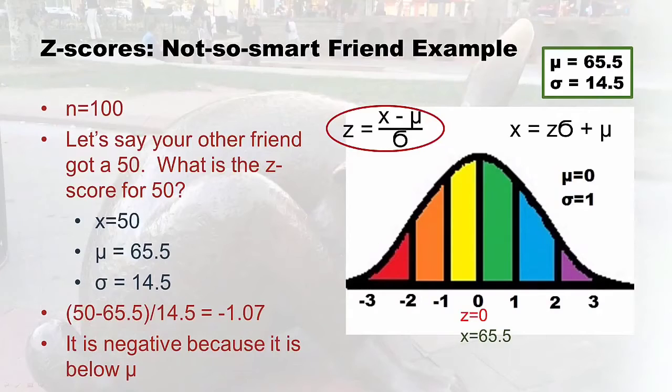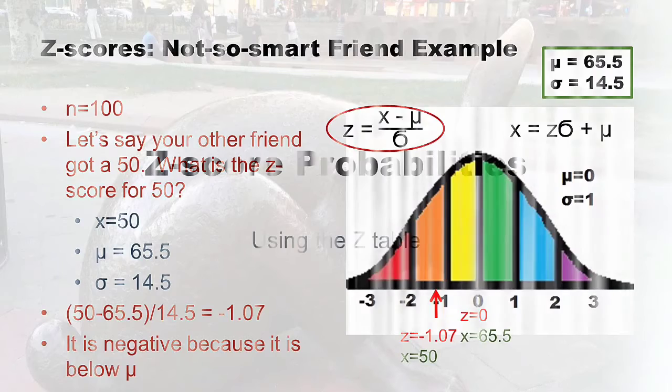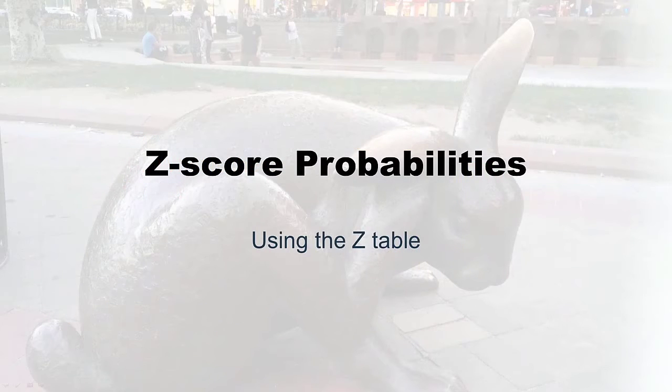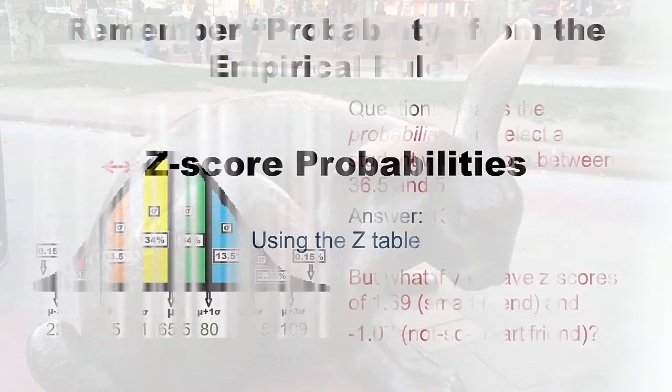And the reason why it's negative is, as you can see, it's on the left of the mu. So then the z-score is going to be negative. And so as you can see, it's exactly where we thought it would be. It would be a little bit to the left of -1. So now we're going to get into something that's a little bit harder, which is the z-score probabilities. You're feeling pretty good about the z-score, but now let's talk about the probabilities.